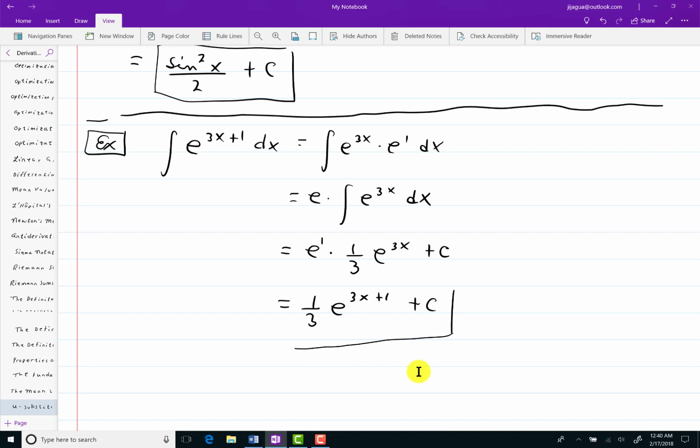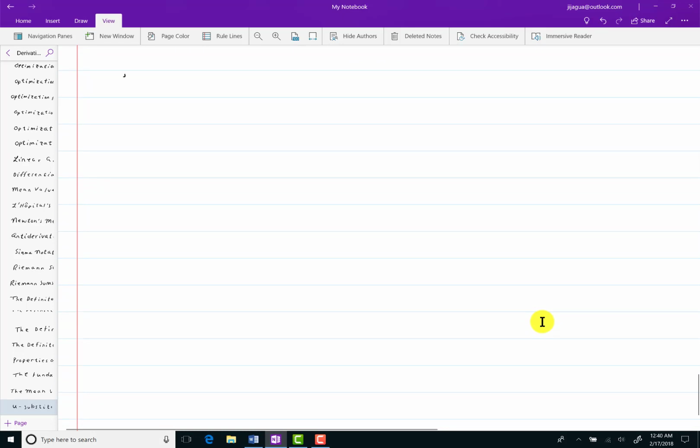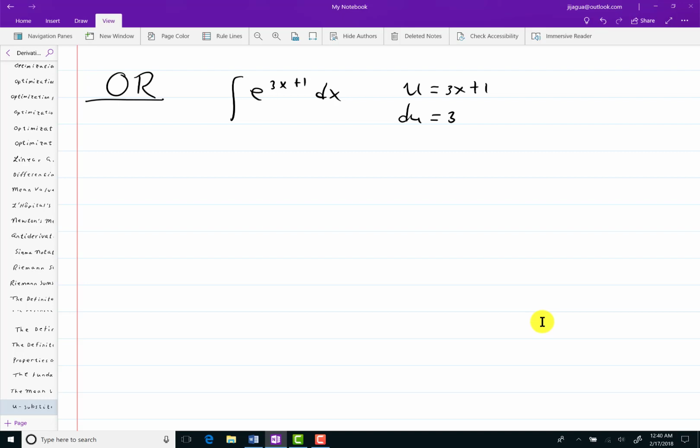That is one way to get an answer for that. You're going to find that the tables will require more gymnastics than you're willing to do sometimes. So try this. I'm going to redo it. So we'll call this a big OR. I could let u equal 3x plus 1. Then du equals 3 dx.